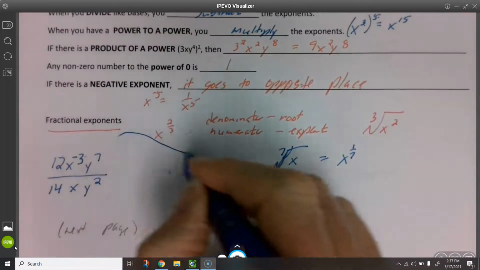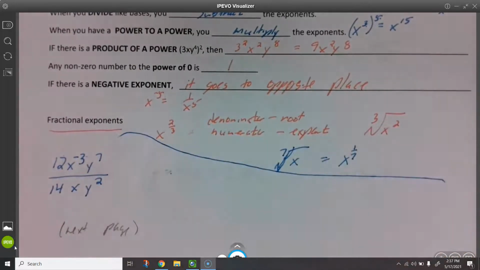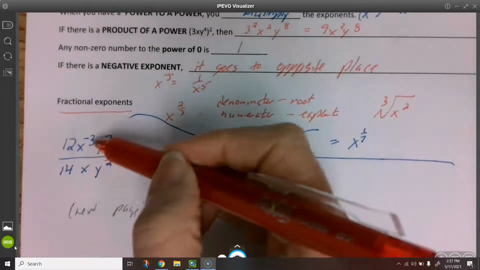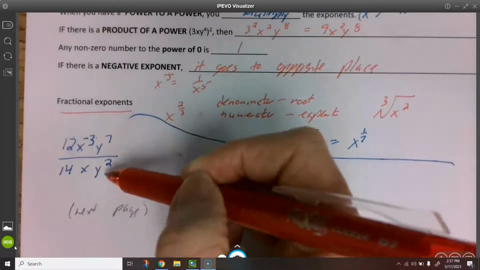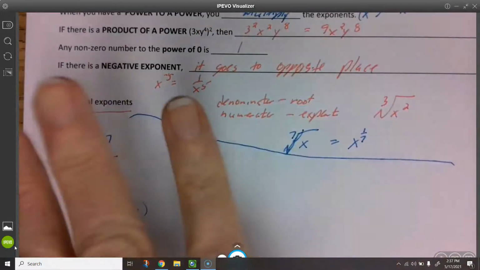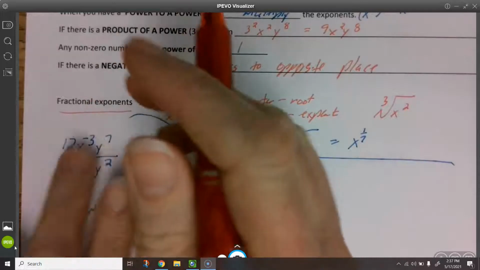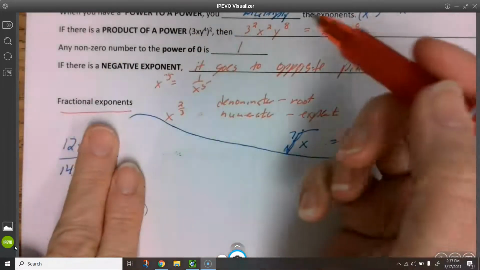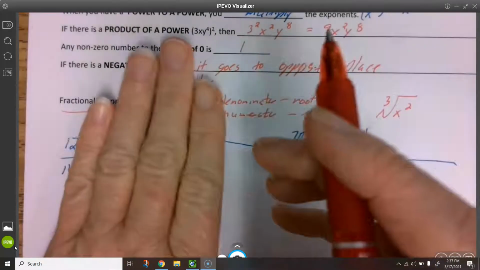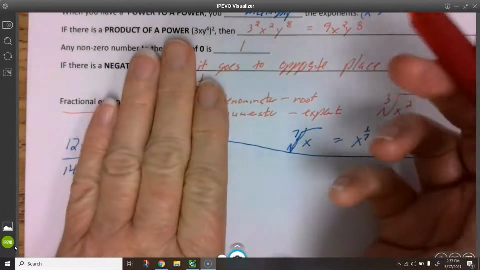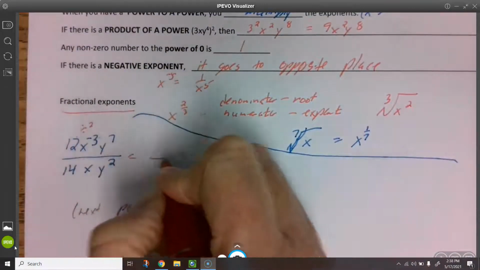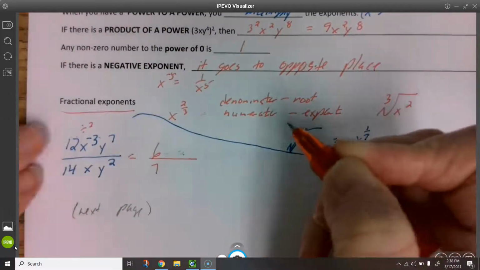So here's an example, and then we'll do some more on the next page. So I have 12 over 14, x to the negative 3 over x, y to the 7th over y to the 2nd. And this is the problem that gives you 3 problems in one, 3 for the price of 1. So I have 12 over 14, I have the x's, and I have the y's. So let's take all of it. 12 over 14, what are they both divisible by? I can divide both of those by a 2. So I get 6 and I get 7.